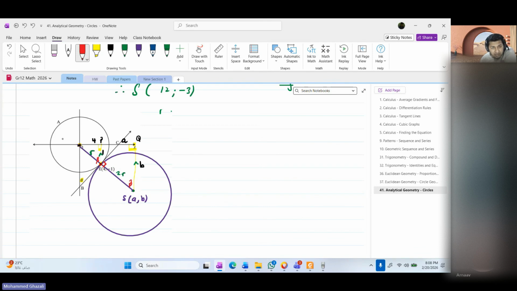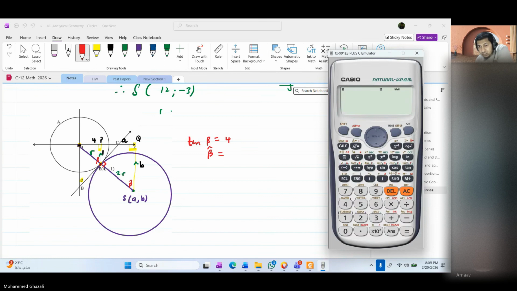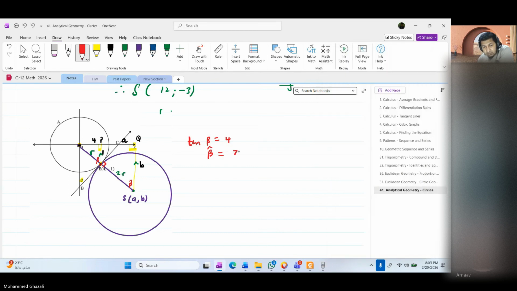Now I can find this. I can say tan beta is what? Tan of beta is 4 over 1. Tan beta is 4. So angle beta is now equal to tan inverse 4, which is 75.96.